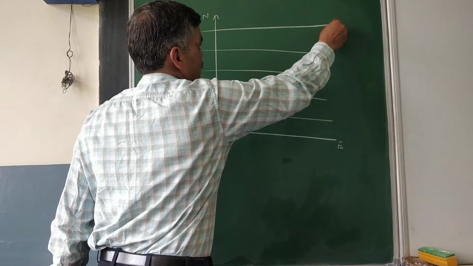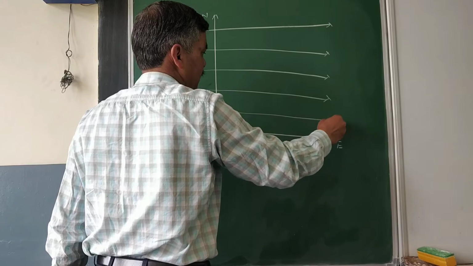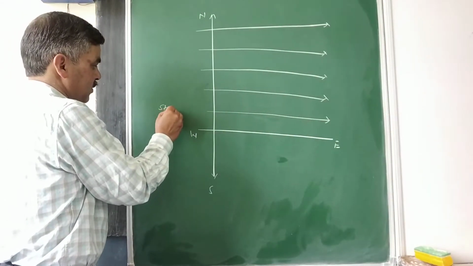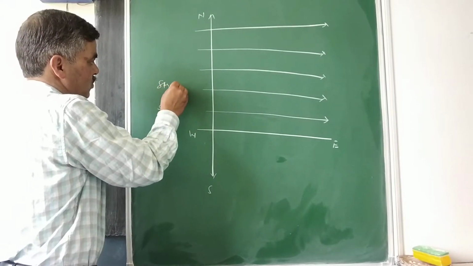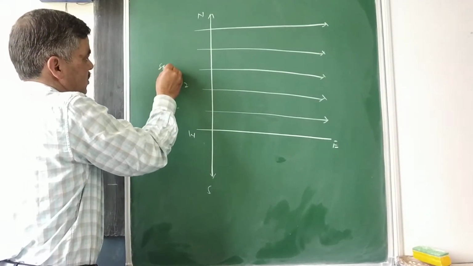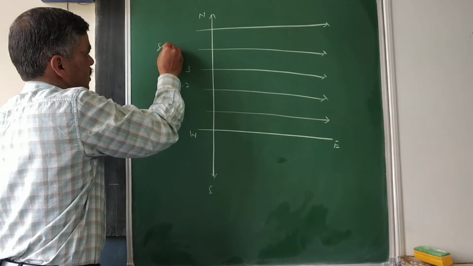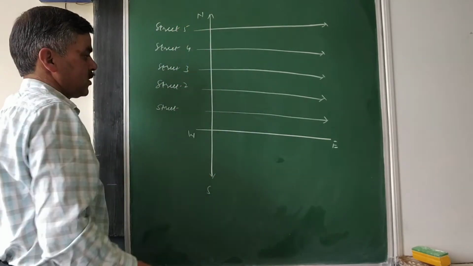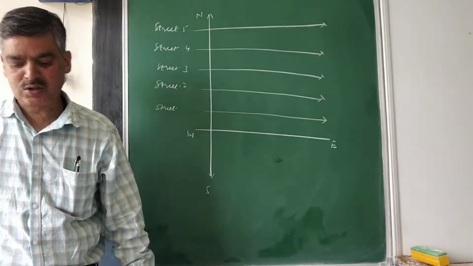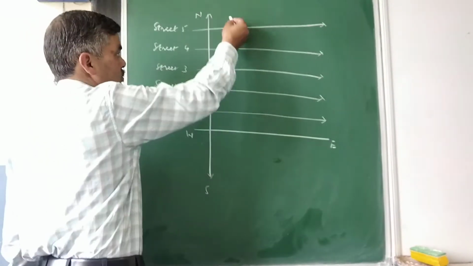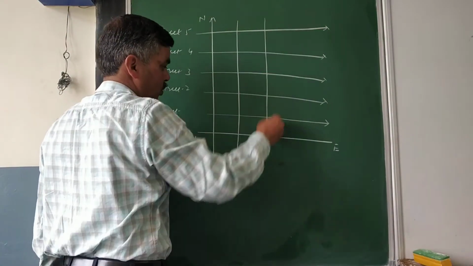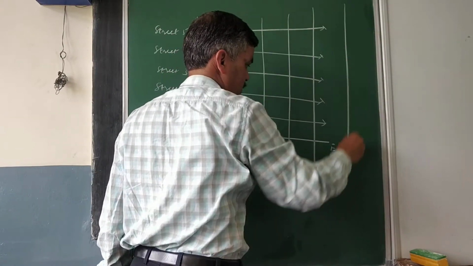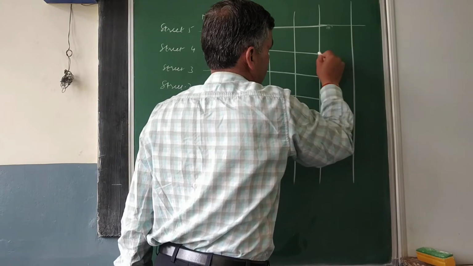So these you can number parallel to your east-west, and then you can write here street 1, street 2, street 3, street 4 and street 5. Similarly, parallel to your north-south also you have to take. So you draw these 5 also, 1, 2, 3, 4, and one more is there, so you can extend this. No issues.